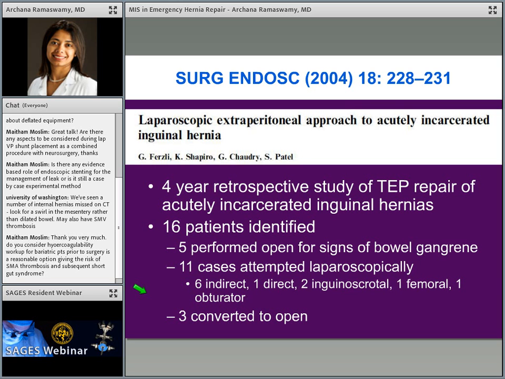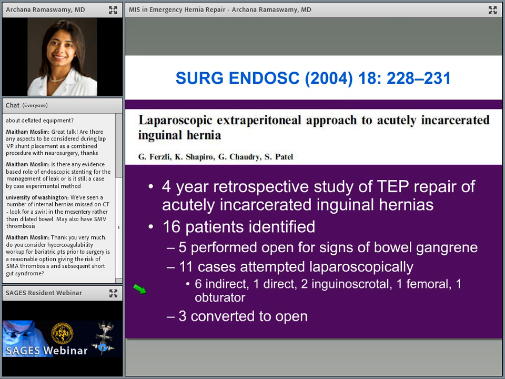So we look at this picture. Clearly there is some questionable bowel here. Should this prevent you from doing a laparoscopic repair? What's the right thing to do when you have some bowel that's either necrotic or is questionable when you first look at it?